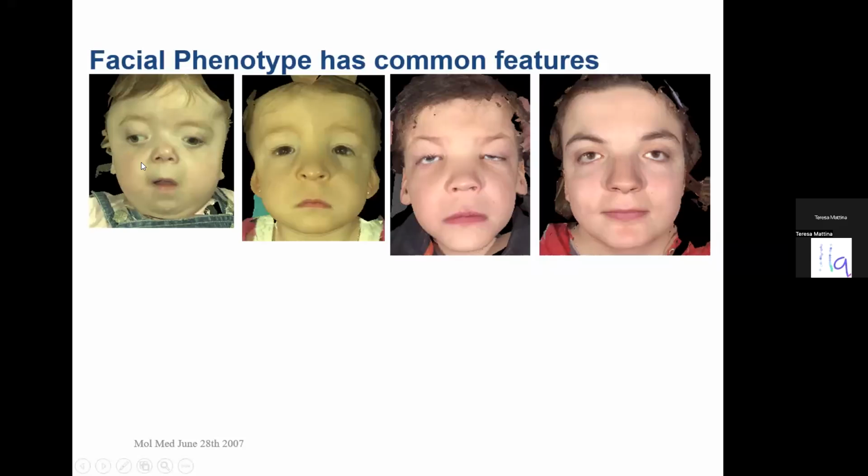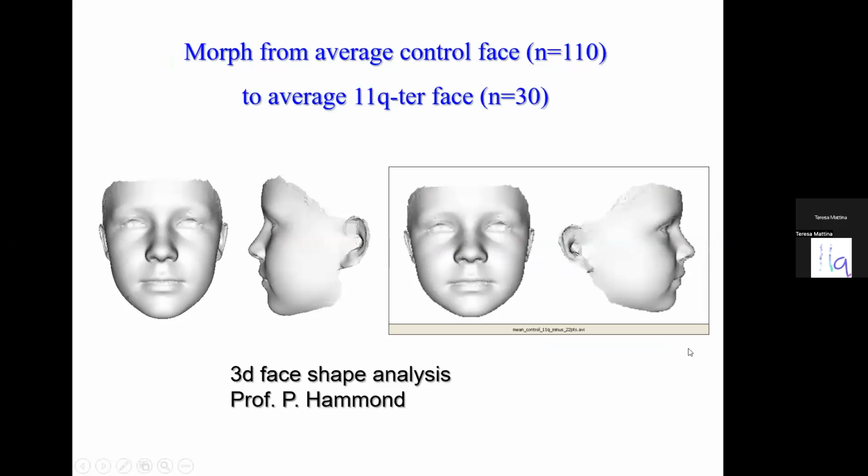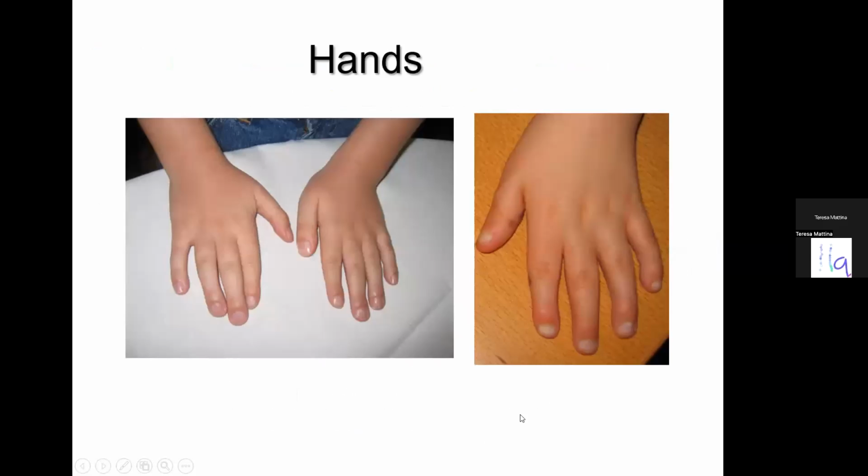So you can see that there are children that have the same features, but various degrees of severity. Mild, more severe. And the children may have all different kinds of faces. And this is a reconstruction of 3D shape made by Peter Hammond. The computer may tell you if the child falls within the 11Q face or not.